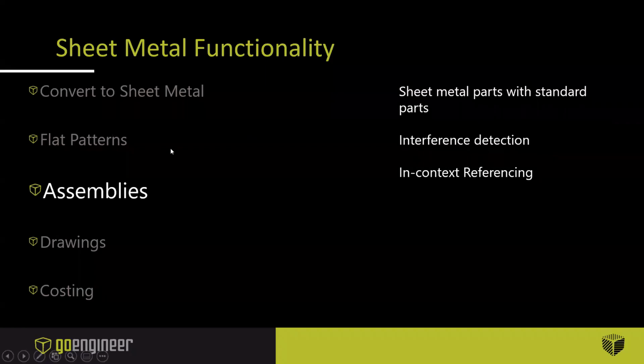So those are some of the things that we can use sheet metal for on the assembly level. Even though you wouldn't apply sheet metal features to an assembly, you can do it on the parts in the context of that assembly and use some in-context referencing there. And then, of course, using the interference detection to make sure that you don't have any parts colliding with each other.